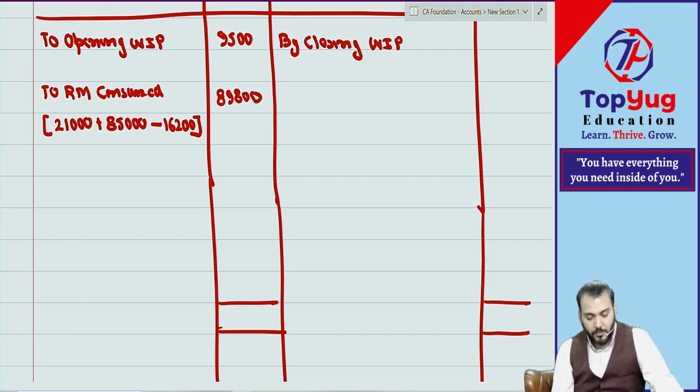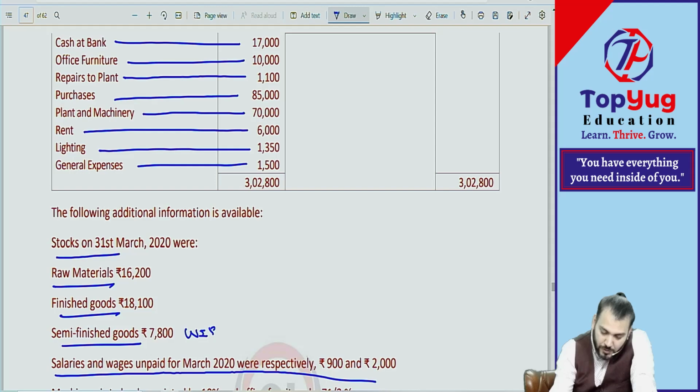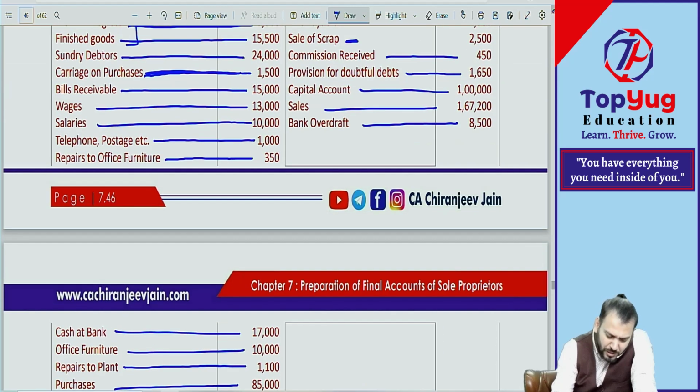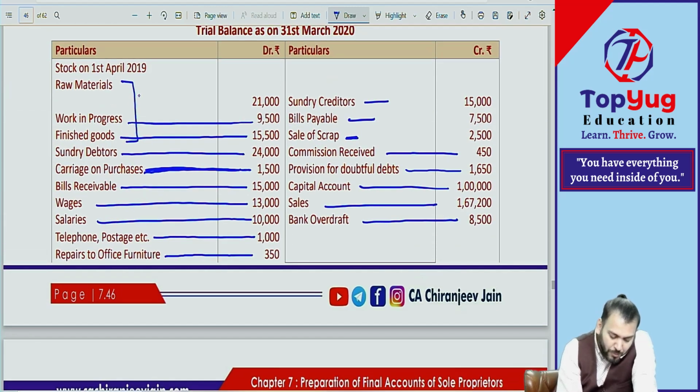89,800. Correct. Understood. Now we'll do one by one. Now we'll not jump, huh? So raw material done, WIP done, finished goods. Finished goods will come where?